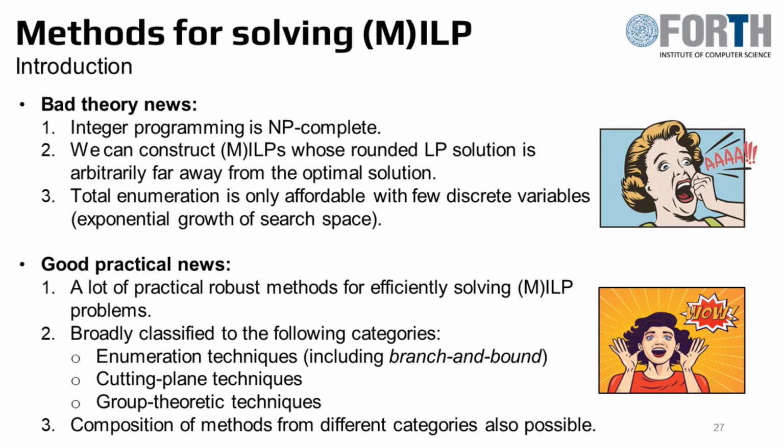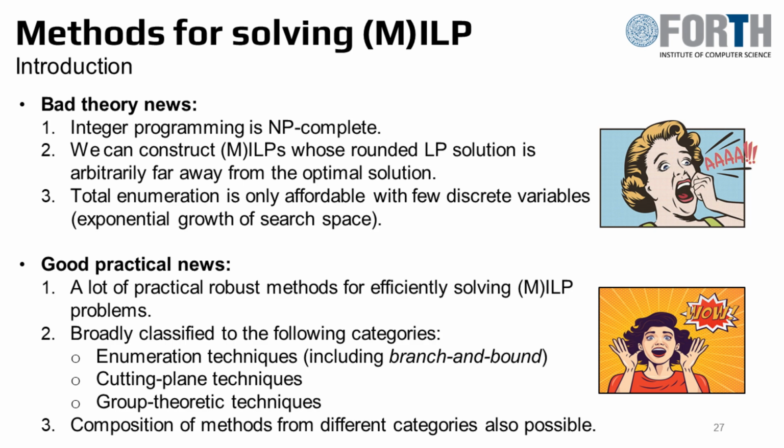Up to this point, we have formulated mixed integer linear programs. The natural next question is, how do we actually solve them? There is some bad theoretical news. First, integer programming is NP complete. Second, the LP relaxation can be arbitrarily far from the true integer optimum. And third, naive enumeration becomes infeasible very quickly because the search space grows exponentially with the number of discrete variables.